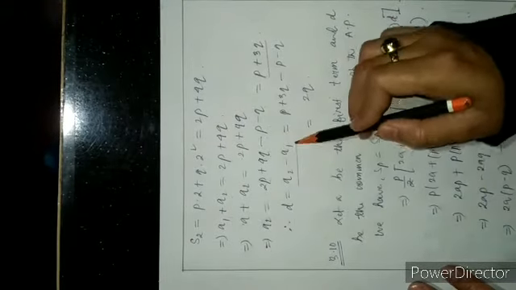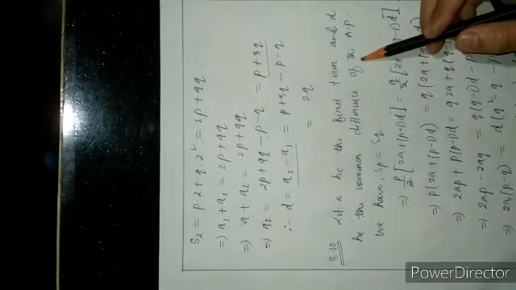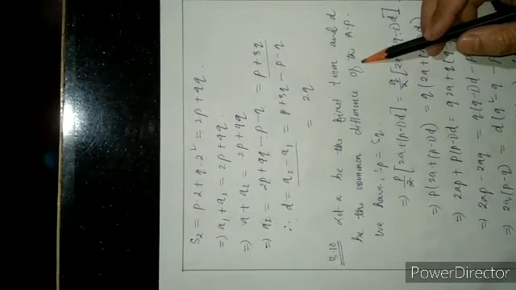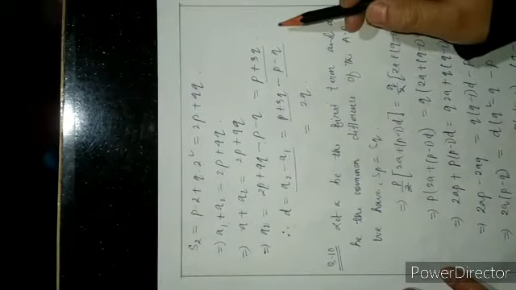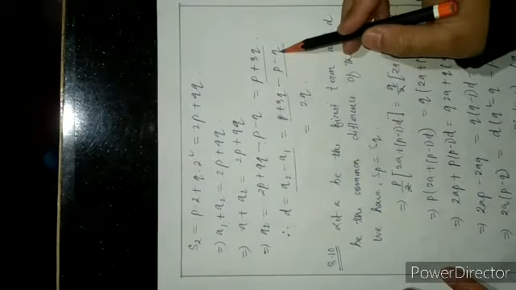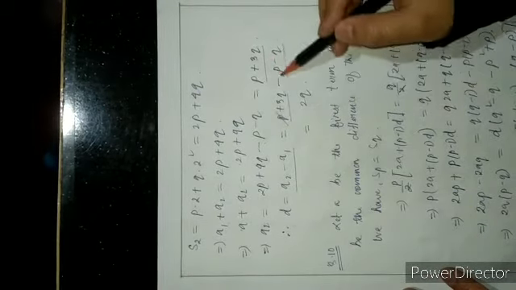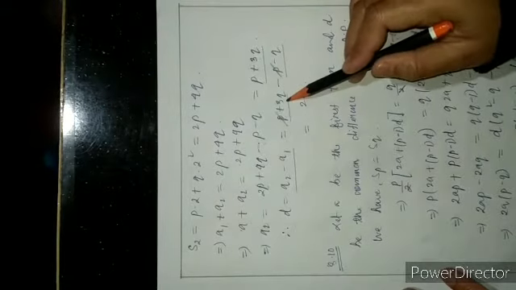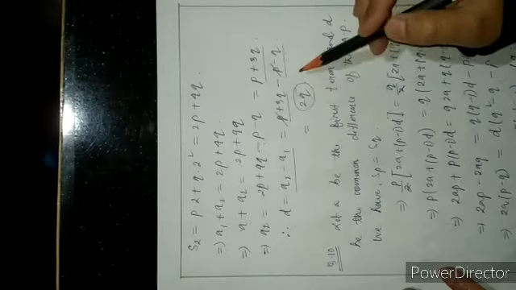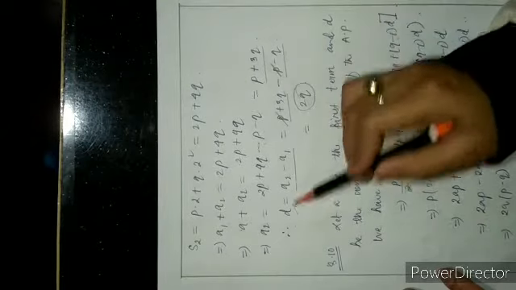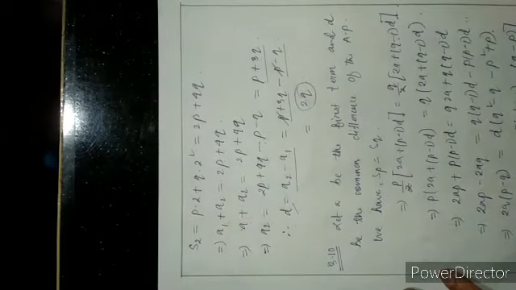And the common difference of an AP is given by the formula A2 minus A1, the difference between any two consecutive terms. So A2 minus A1: A2 is P plus 3Q, and A1 is P plus Q, with minus P minus Q after multiplying by the minus sign. Cancelling plus Q and minus Q, and the difference of 3Q minus Q is equal to 2 times of Q. So the common difference is 2Q.